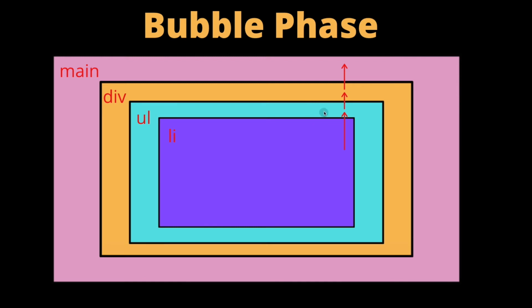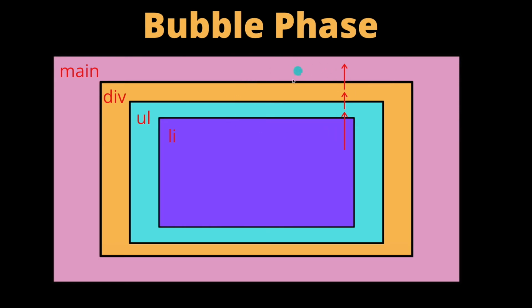So when the event moves up to the ul tag, the ul onClick handler is executed, and then the event bubbles up one level again to the div tag, and the div tag onClick handler is executed, and then it moves on to the main tag. But the main tag has no event handler for onClick, so it moves to the body tag, and the body tag moves to the HTML tag, and then the event ends there. So this is what is called the bubble phase.